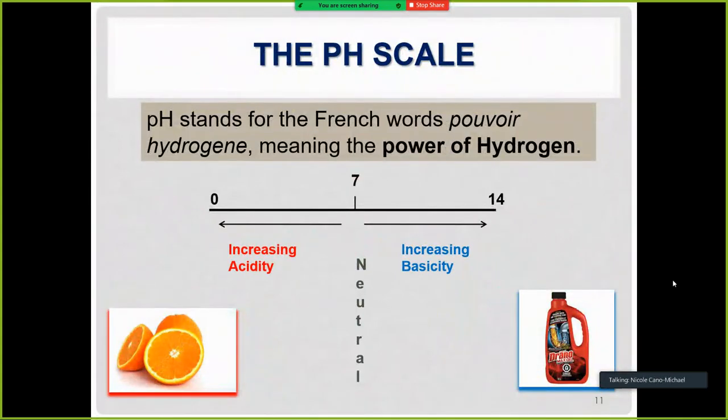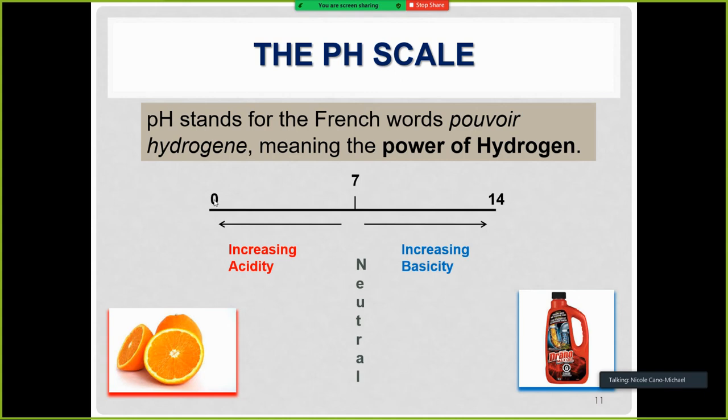So, the pH scale. Anything below 7, getting further and further away from 7, has increasing acidity. If you had an acid of 0 pH, like in those alien movies where they shoot the aliens and the acid eats through the metal floor, that would be 0 pH.